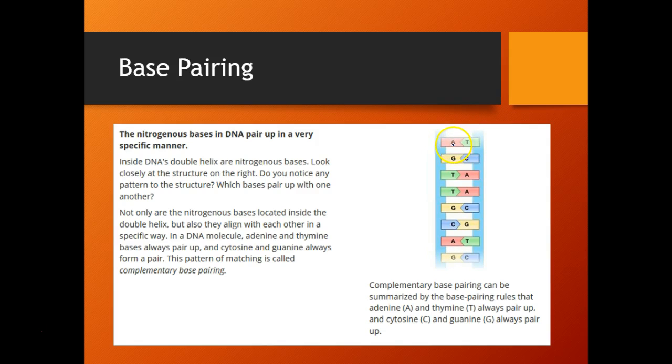So as you can see here, A always binds with T, and G always binds with C. Not only are the nitrogenous bases located inside the double helix, but they're also always paired up in this specific way. So again, adenine and thymine are going to pair up with one another, and cytosine and guanine are always going to pair together. This is what we call complementary base pairing. So just like peanut butter and jelly go together, adenine and thymine go together, and guanine and cytosine go together.